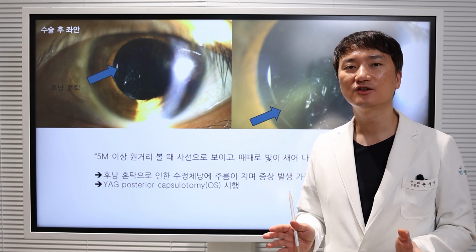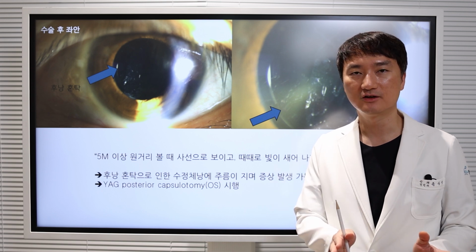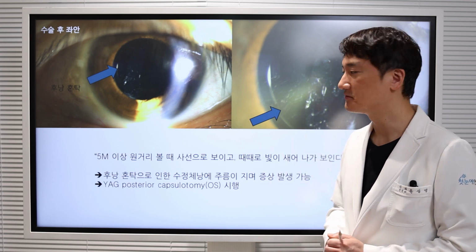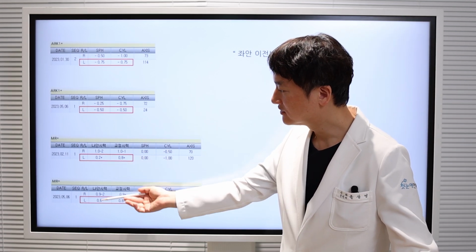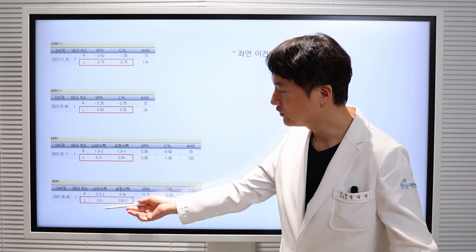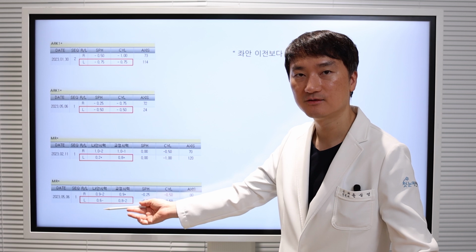We replaced the lens with an Eyhance lens. This corrected the astigmatism. After stabilization, we used the YAG laser treatment. Now, let's look at the results. Initially, the visual acuity was 0. After surgery, it improved to 0.6. This change was noticed right after the procedure. Visual acuity is now above 0.8.